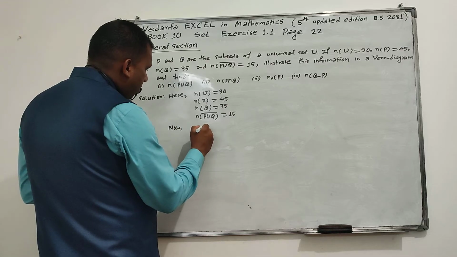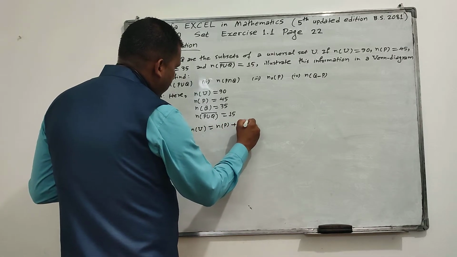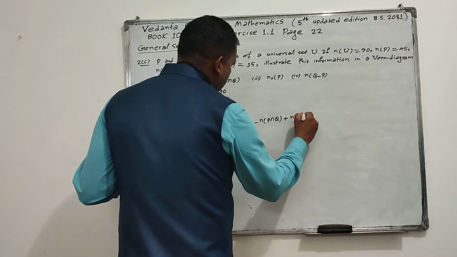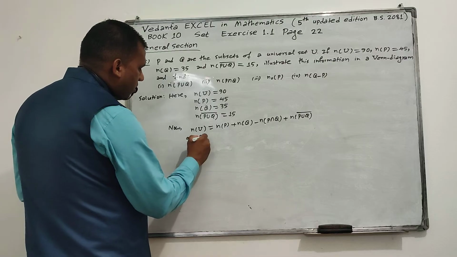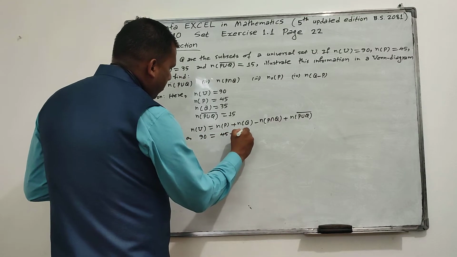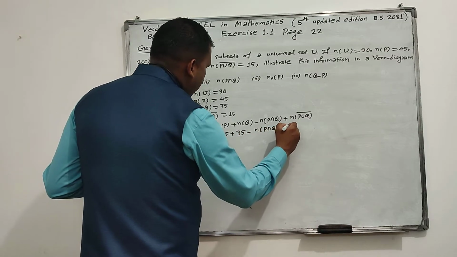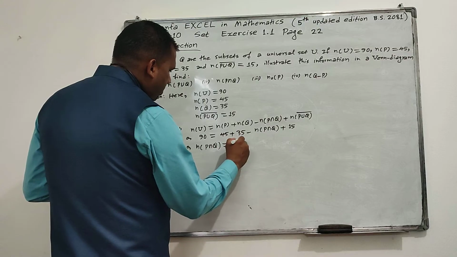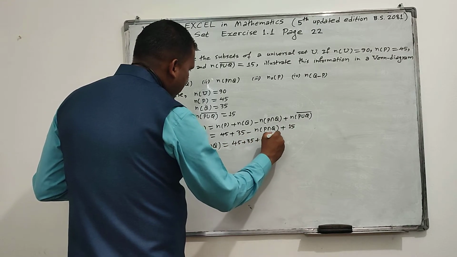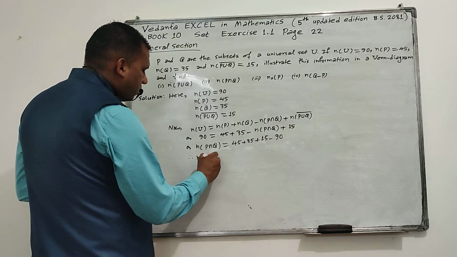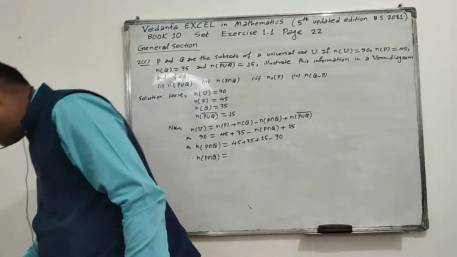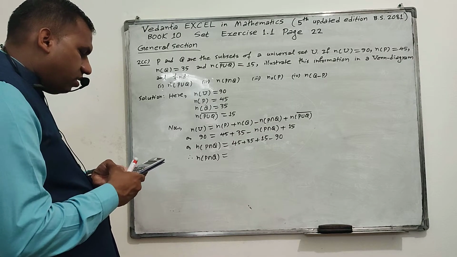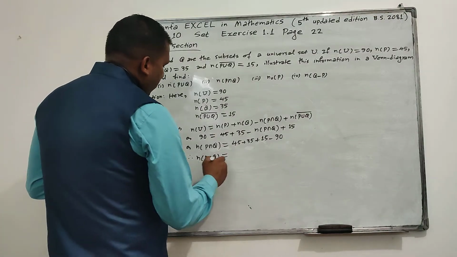Now, using formula, number of U equals number of P plus number of Q minus number of P intersection Q plus number of P union Q whole complement. Or number of U is 90 equals number of P 45 plus number of Q 35 minus number of P intersection Q plus complement 15. Or number of P intersection Q equals 45 plus 35 plus 15 minus 90. Therefore, let us calculate this by using calculator. 45 plus 35 plus 15 minus 90, that is 5. So number of P intersection Q is 5.